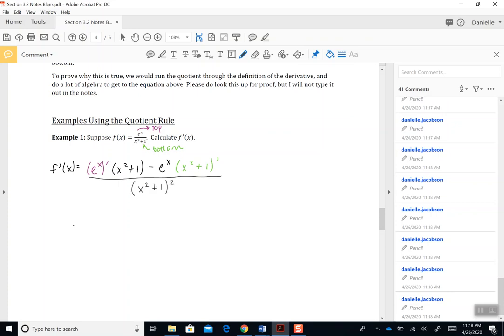All right, I haven't completely taken my derivatives yet. I still have these little primes in here, so let's take care of that now. The derivative of e to the x is e to the x. So I have e to the x times x squared plus 1, minus e to the x. Now I need to take the derivative of x squared plus 1 prime. Since this is added inside, I can take the derivative of each part separately. The derivative of x squared is 2x, because of the power rule, since I have a variable raised to a constant, and all of that is still divided by x squared plus 1 all squared.